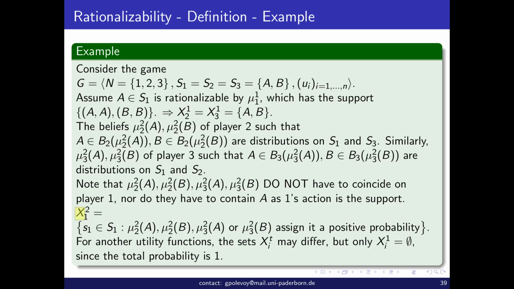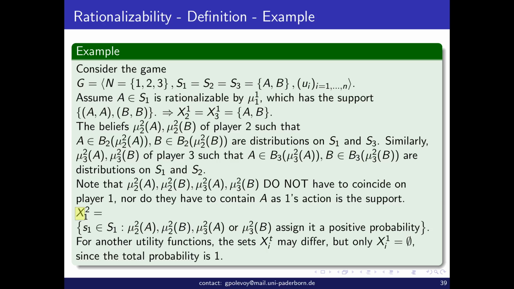We also note that all this was for some utility functions, not even fully defined, and probabilities, which justified our actions in the sense that the actions were best responses. Of course, if we had another utility function, then those sets could have differed, but only X1 of 1 will be empty. Why only? Well, X1 of I will be empty because player I only looks at other players in order to justify her strategy.